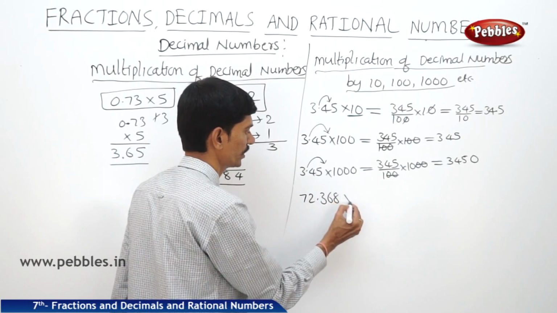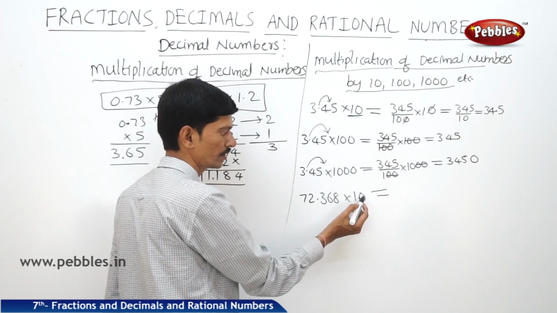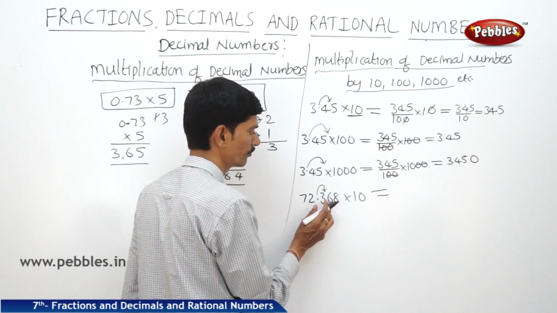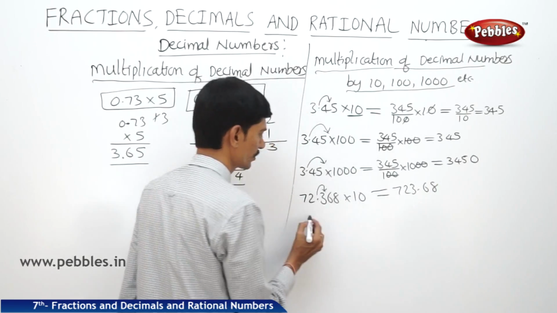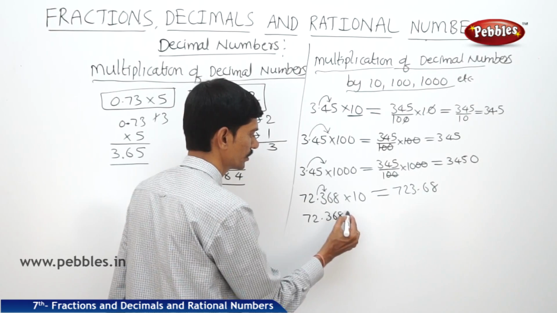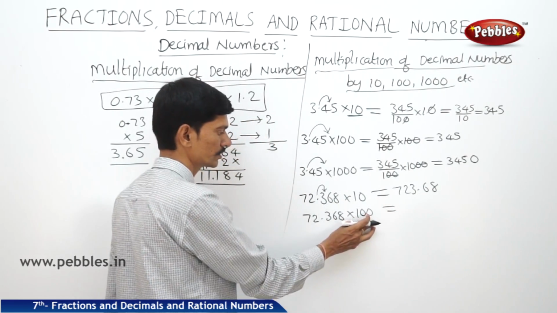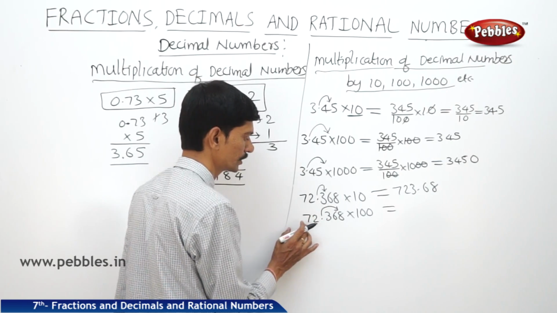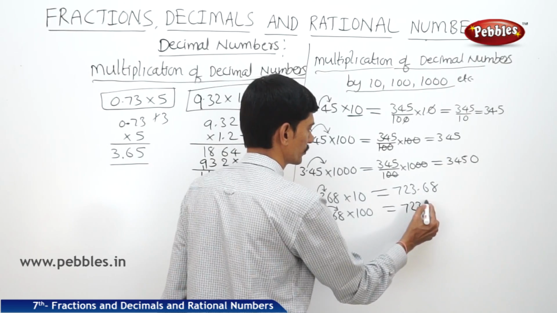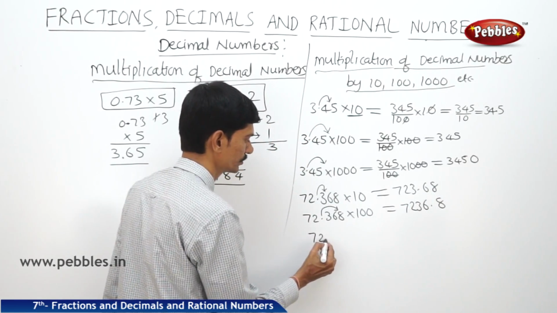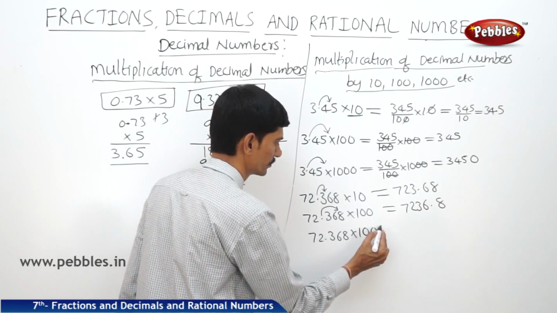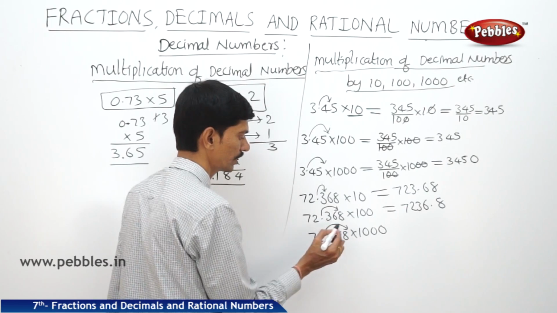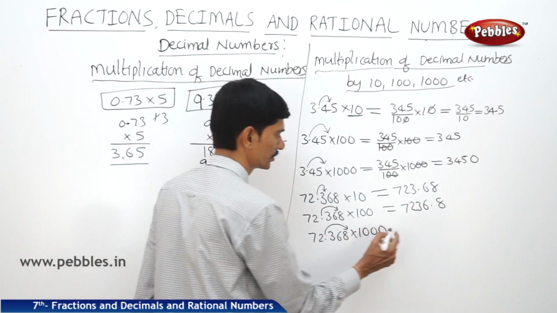Now if you multiply 72.368 by 10, as there is only one zero in the number, the decimal point will be shifted one digit to the right. Then we get 723.68. Now when 72.368 is multiplied by 100, as there are two zeros in 100, the decimal point will be shifted two digits to the right. So then we get 7236.8. Now when 72.368 is multiplied by 1000, as there are three zeros in the given number, the decimal point will be shifted three digits to the right. Then we get 72368.0.